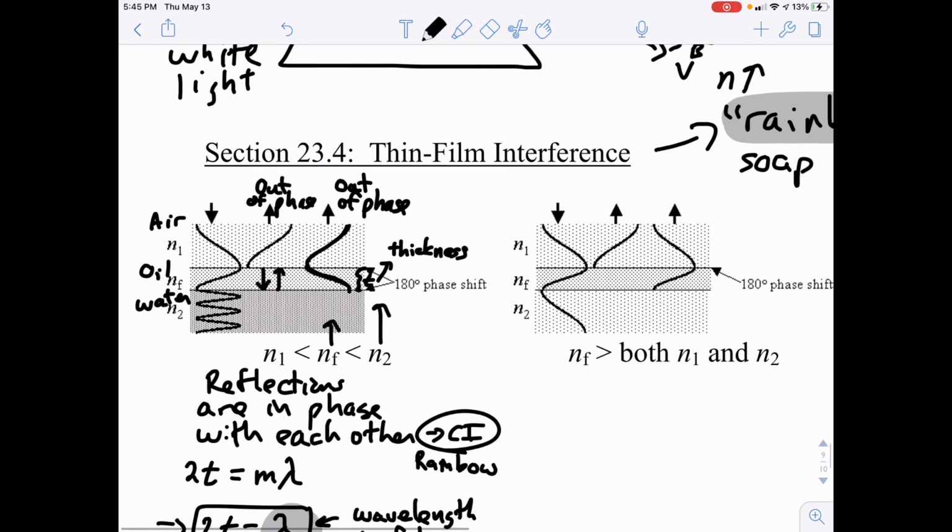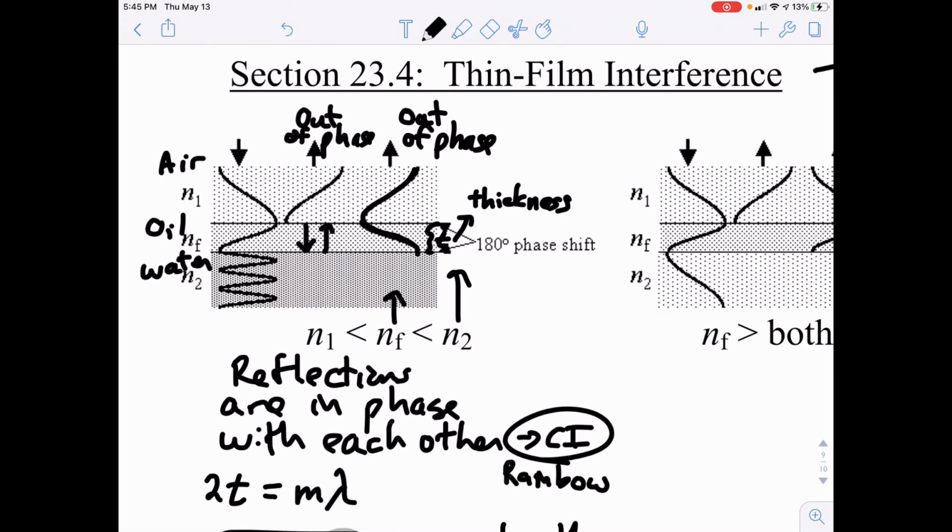Okay? So again, when you reflect off of a medium with a higher index of refraction, you will reflect out of phase. Consider that like the animation we just saw. When you reflect off a fixed boundary, the wave reflects out of phase. So think of a medium of higher index of refraction. It's more optically dense. Light is harder to pass through. Think of it as a more fixed boundary. So light is going to reflect off of it out of phase.